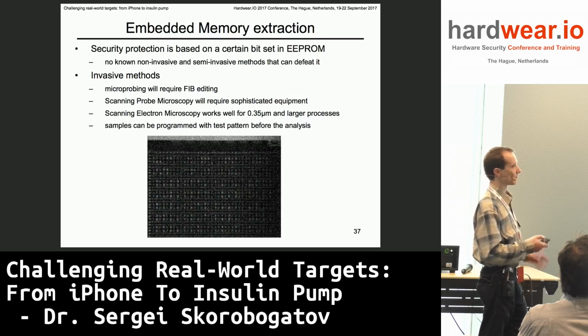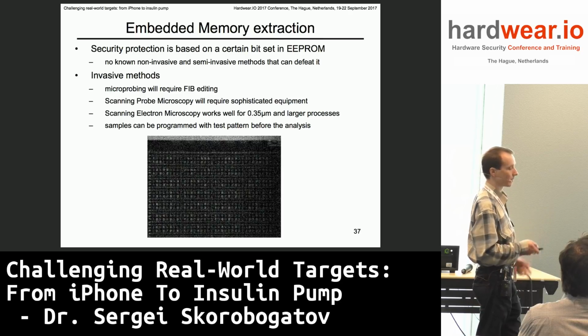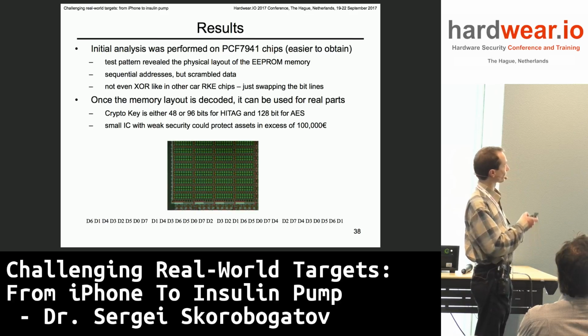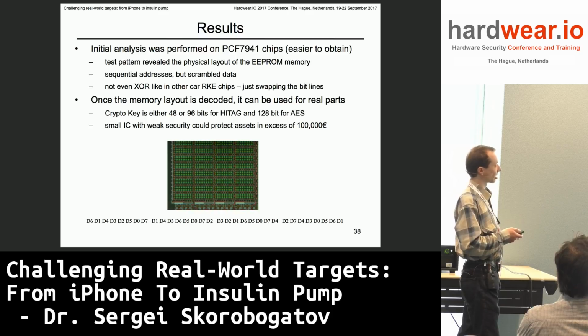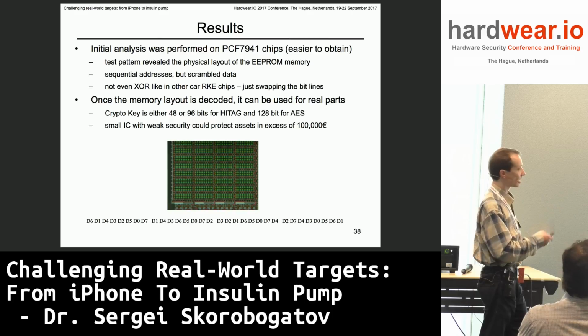But the good thing is you can get as many samples as you like, and you can test those samples and figure out the layout of the internal memory. So I analyzed a similar chip from the same family, 7941. So I imaged the memory. I tried to figure out how they distribute the data and addresses inside.